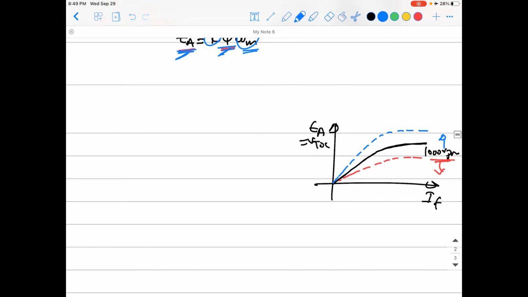Okay, so for part A, he's just giving you that the speed is 1000 RPM. Okay, and he's just saying we are still at no load.